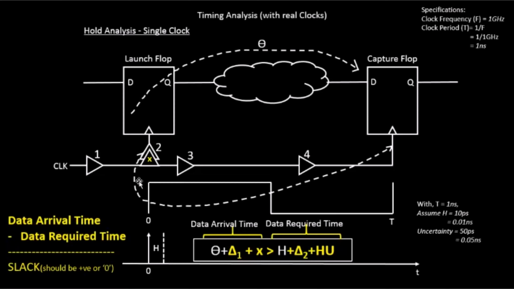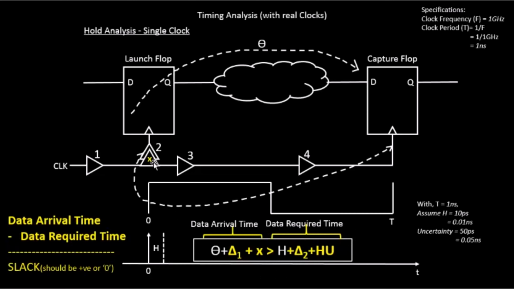So this is a very good strategy, or very good methodology, to fix hold. In cases wherever you see that the data arrival time goes less than data required time, you can, without touching the data path, just insert a clock buffer in the launch flop clock path and try to increase the data arrival time, so that this equation is met.